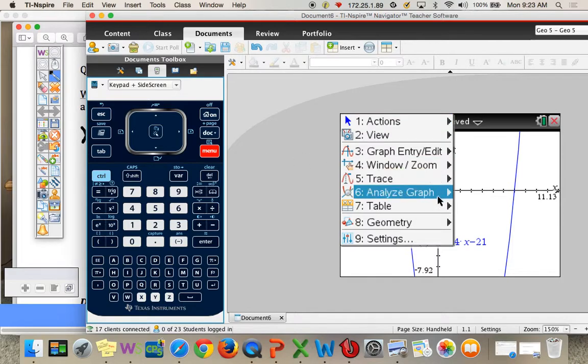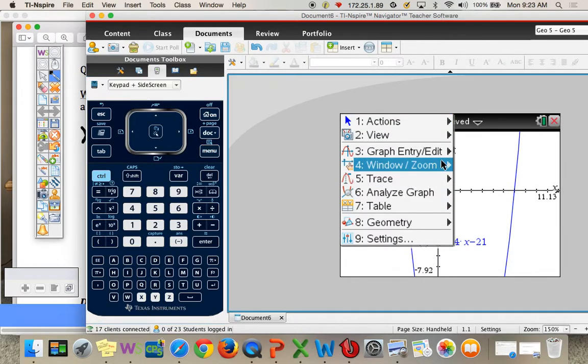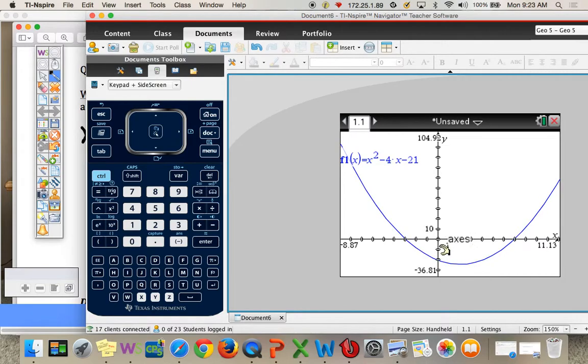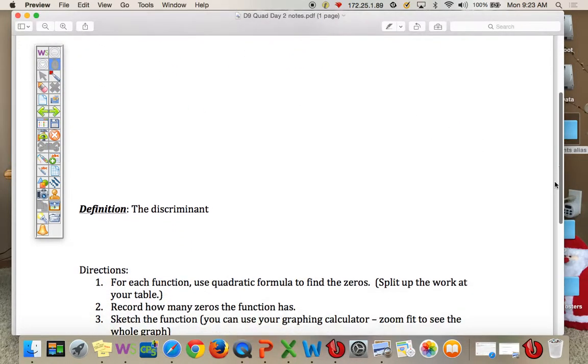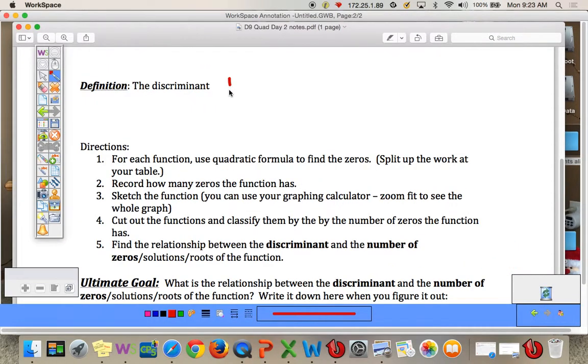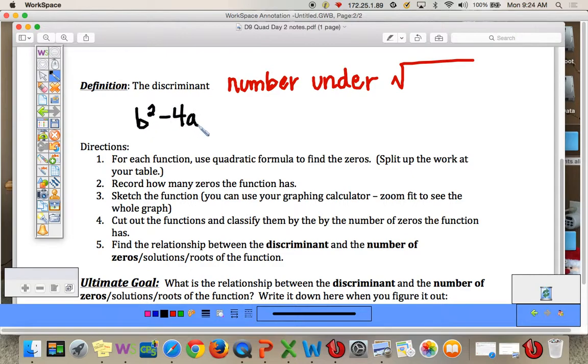If you want to see your whole graph, we've talked about this before, but we can go to Menu, Window, Zoom. Zoom Fit usually works, and then you can see everything right here. Okay. So today we're going to look at the discriminant. The discriminant is the number under the square root sign. The discriminant of this quadratic is 100. So again, the discriminant is the number under the radical, and that is b squared minus 4ac. This is what we're going to look at today, the discriminant, and how it relates to our graph, our quadratic.